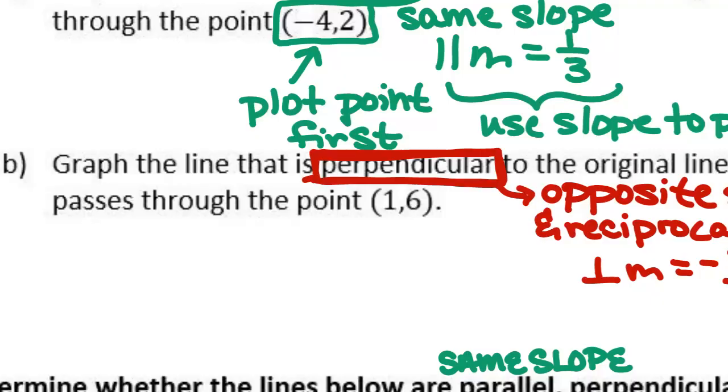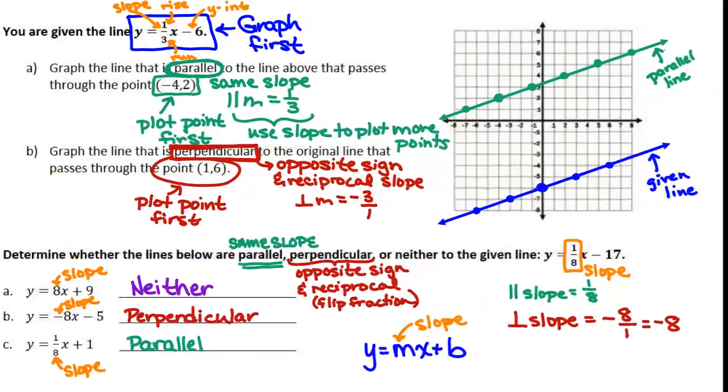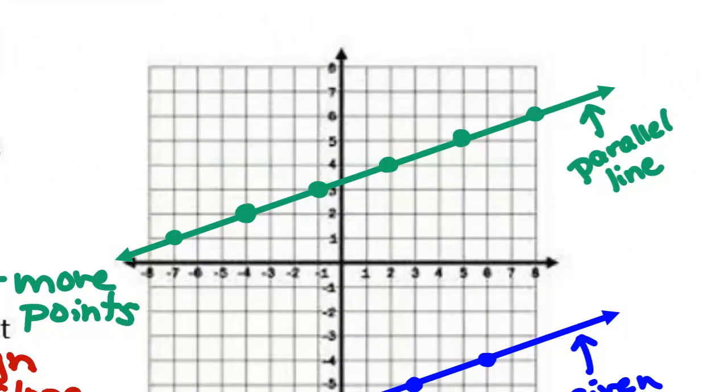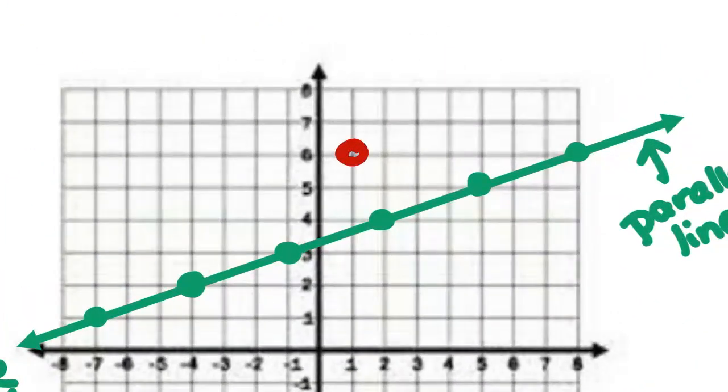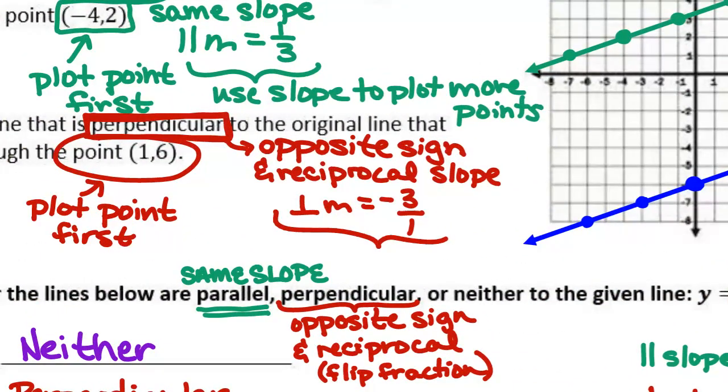And I want it to go through this point here, (1, 6). So we're going to plot this point first. So (1, 6), right here. And then we will use the slope to plot more points.